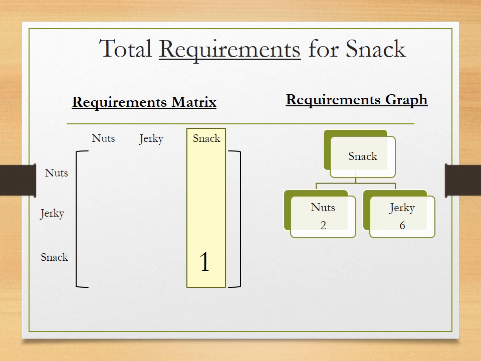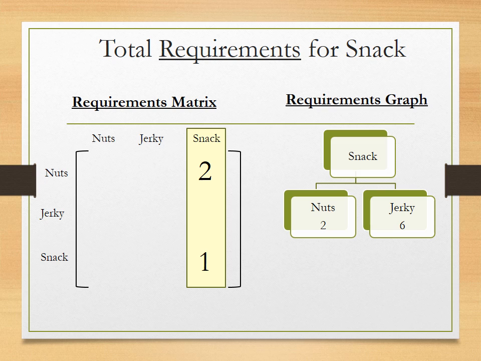All right, how about nuts, right? So we have our nuts column. How many nuts do we need in a snack? And again, we refer to our requirements graph, we need 2. So we're going to put 2 in the first row under that snack column.